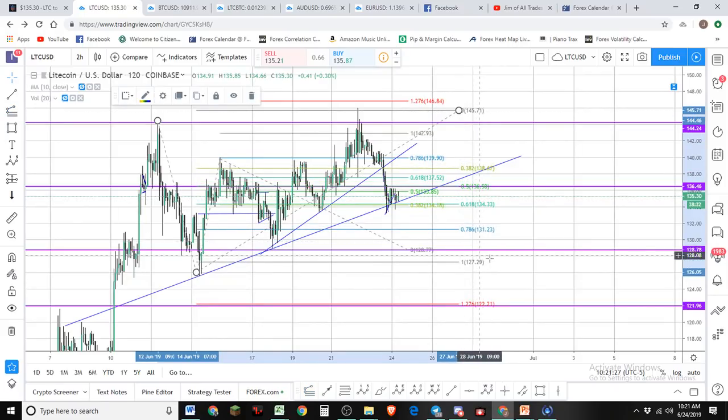Looking at targets of 127 and 122. So 122 and 127 are my targets there. Actually, it's 127.29, 122.21. Those are the two targets to the downside in particular.